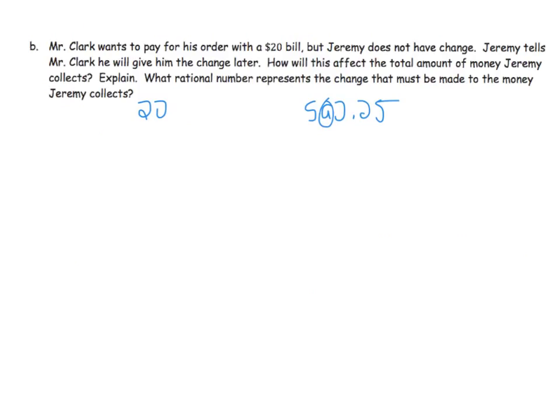All right, next problem. Mr. Clark wants to pay for his order with a $20 bill. You can see that I took this 20 and wrote it out here. The app that I'm using doesn't have a good highlighter, so I am just circling $20 bill. And he doesn't have change, so he tells Mr. Clark he will give him the change later. So the overall question is, how is this going to affect the total money he collects, and explain?